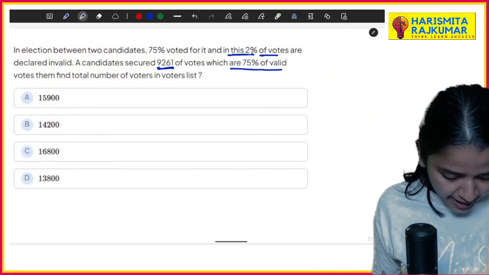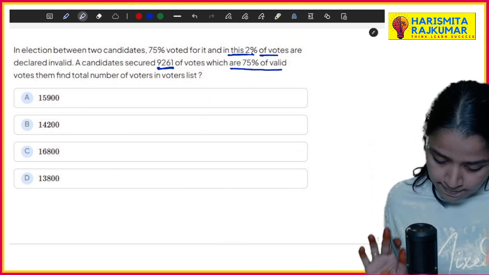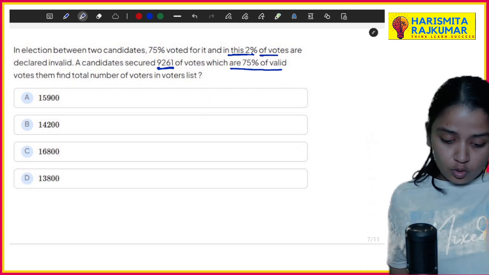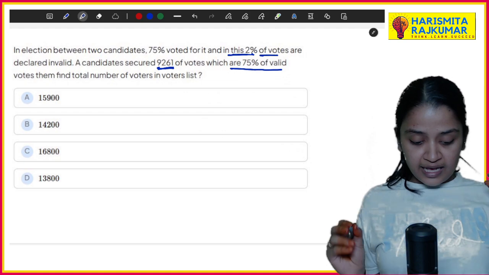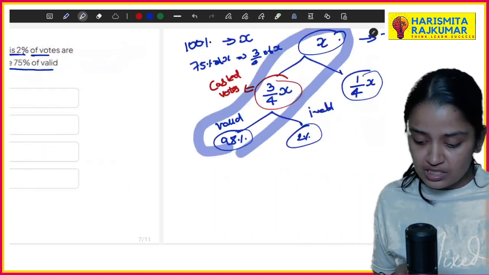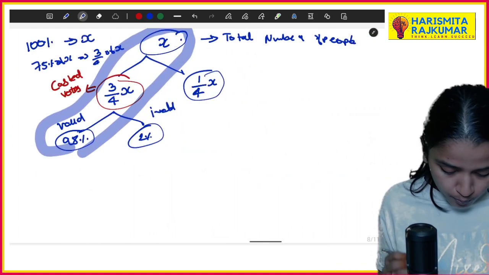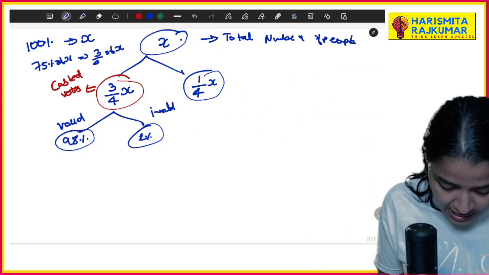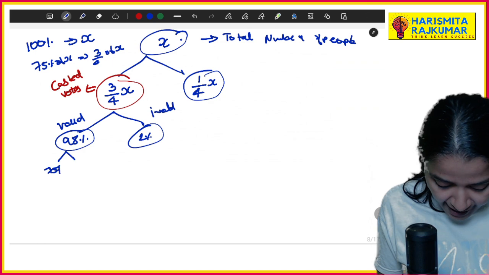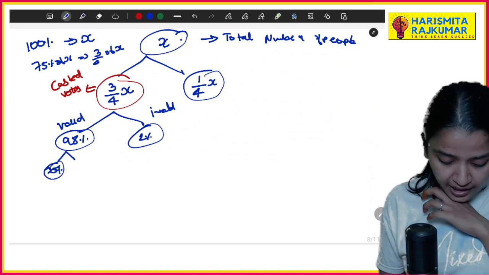So basically, how you are supposed to do it: 75% of valid votes. They are asking the total number of votes in the voter list. The total number of votes, which is X, is what they are asking. So what are you supposed to do now? In this, they're telling 75%. In this, 75% are valid votes. So this only I have to calculate.